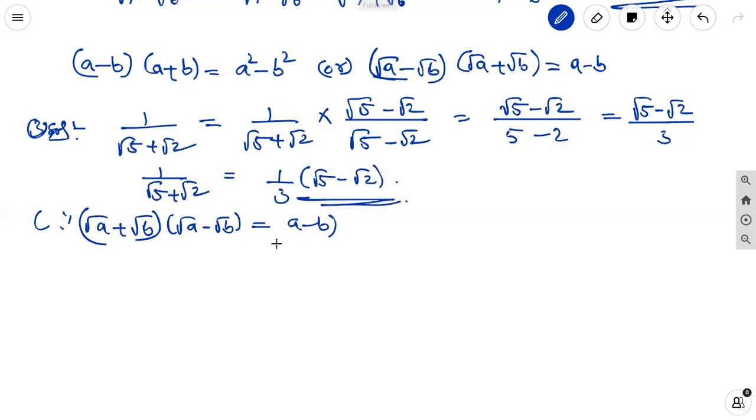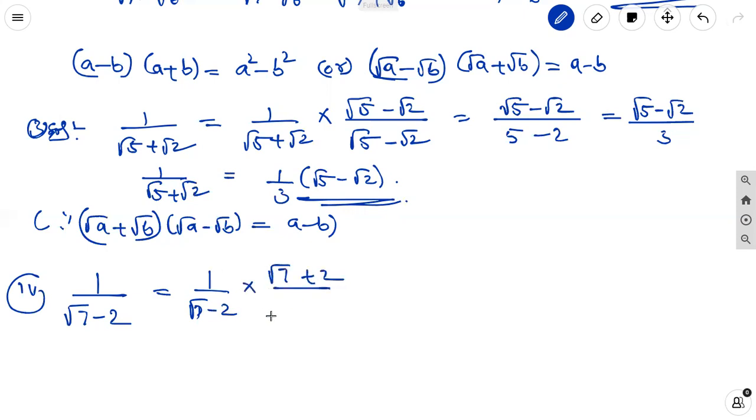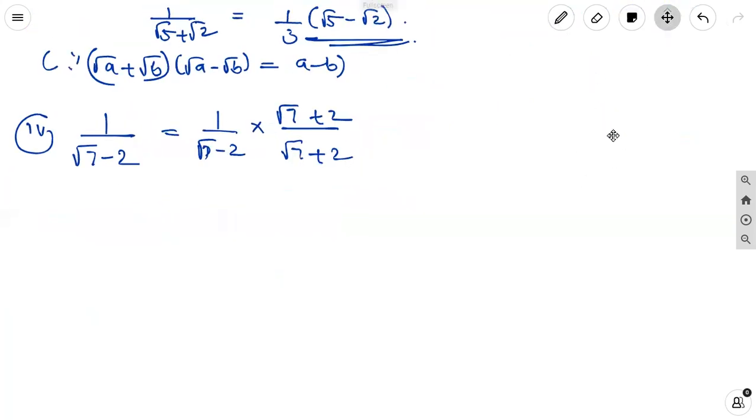Okay. Fourth one. 1 by root 7 minus 2. Here one term is irrational and one is rational. In that case also we take the same terms, root 7 minus 2, and multiply with root 7 plus 2 by root 7 plus 2. Here what formula are we using? Just root A minus B into root A plus B.